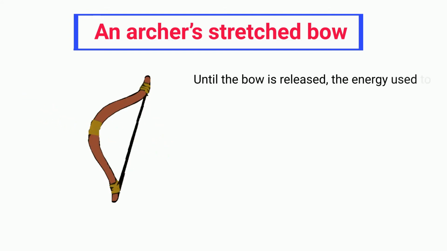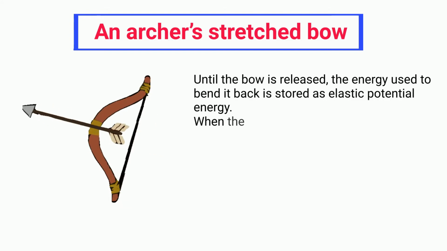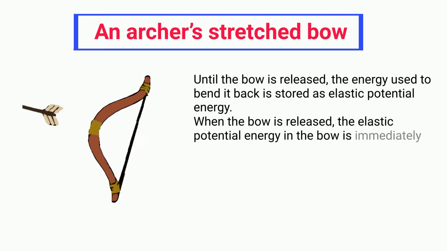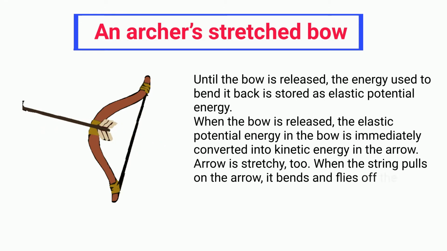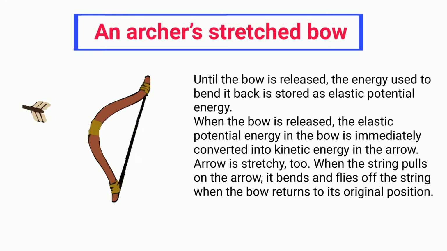An archer, stretched bow. Until the bow is released, the energy used to bend it back is stored as elastic potential energy. When the bow is released, the elastic potential energy in the bow is immediately converted into kinetic energy in the arrow. The arrow is stretchy too. When the string pulls on the arrow, it bends and flies off the string when the bow returns to its original position.